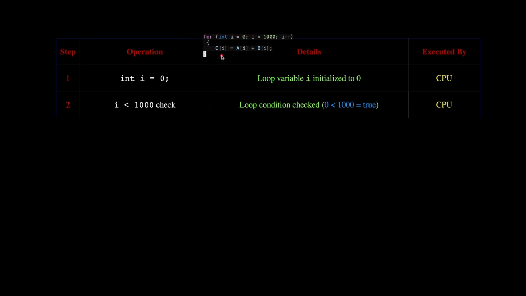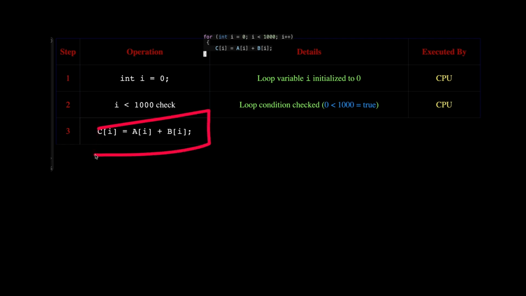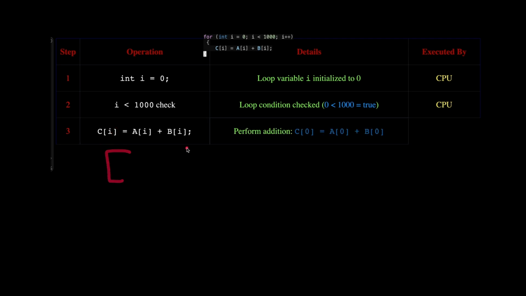At third step, what will happen? This line will get executed. We will execute C[i] = A[i] + B[i]. In this case, i value is 0, so it will become C[0] = A[0] + B[0]. It will be executed by the CPU. At fourth, what will be happening? At the fourth step, again i++ will get executed.